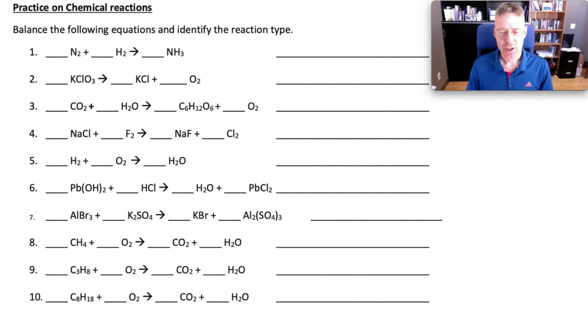In a previous video, I went through balancing these 10 reactions for Science 10. In this video, I'm going to go through just the reaction types. So I would encourage you to look at these and label them as one of the 5 reaction types you've learned in Science 10: formation, decomposition, single replacement, double replacement, or combustion.